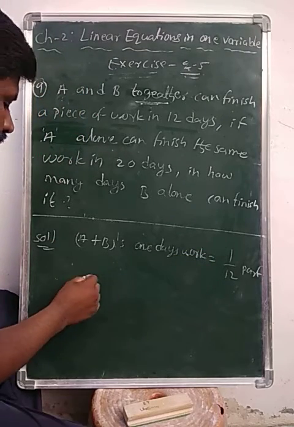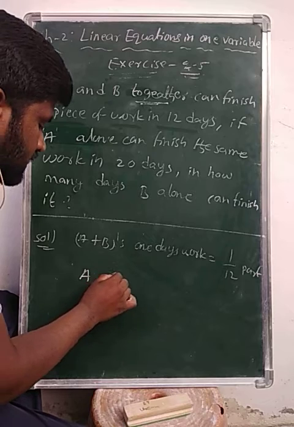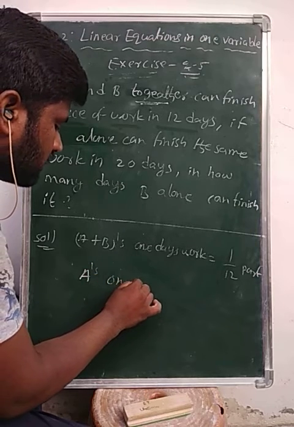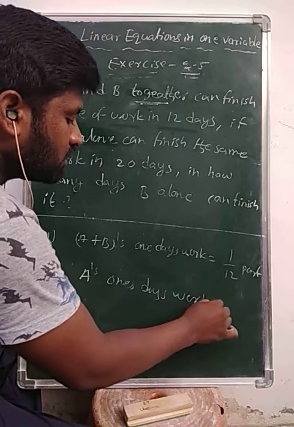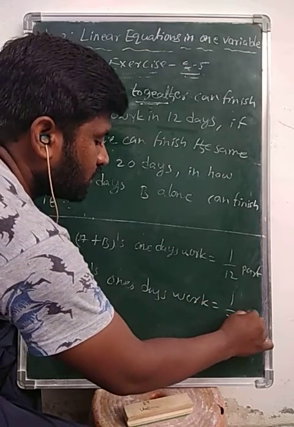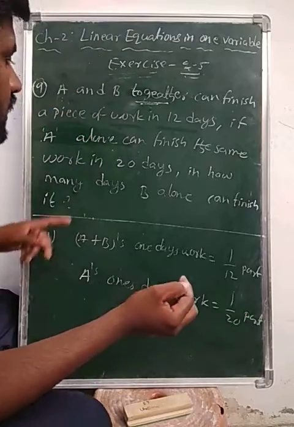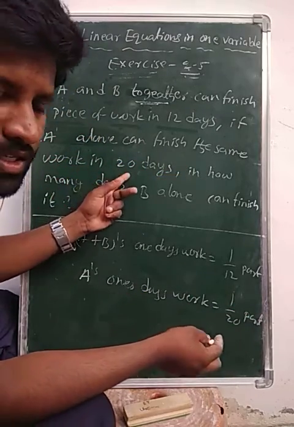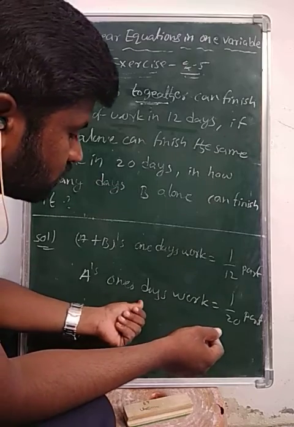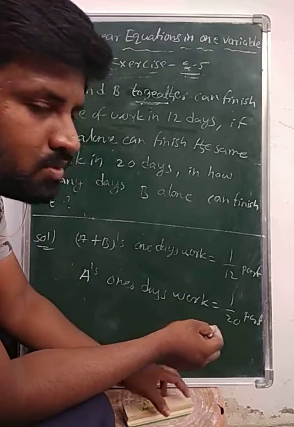And additionally, A's 1 day's work is equal to 1 by 20th part, because A alone can finish the same work in 20 days. That's why A's 1 day's work is 1 by 20th part.